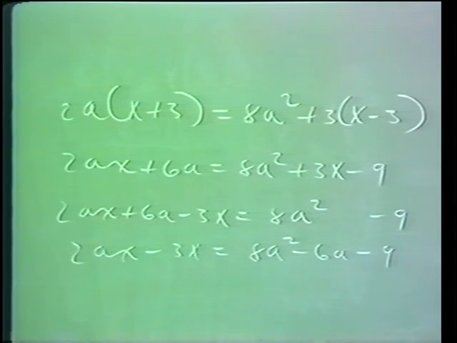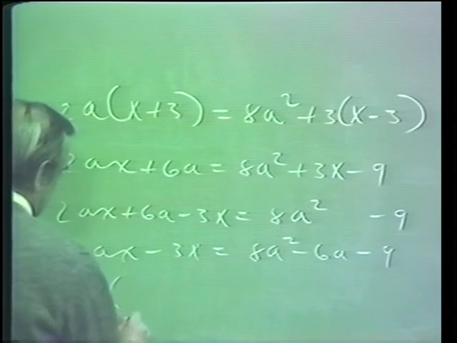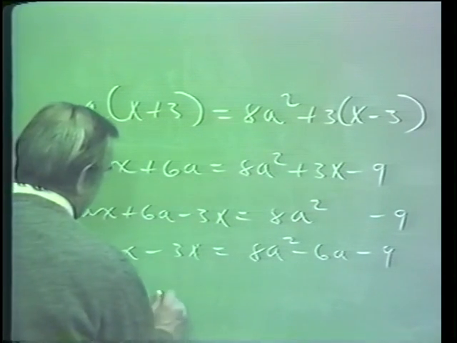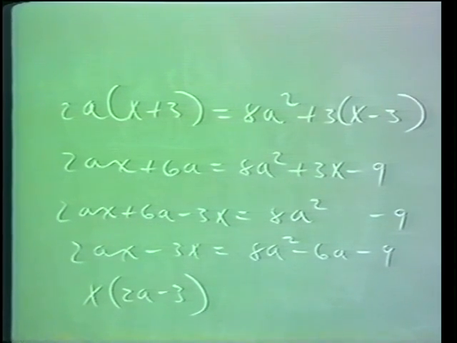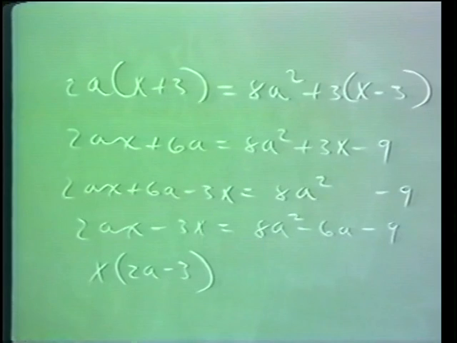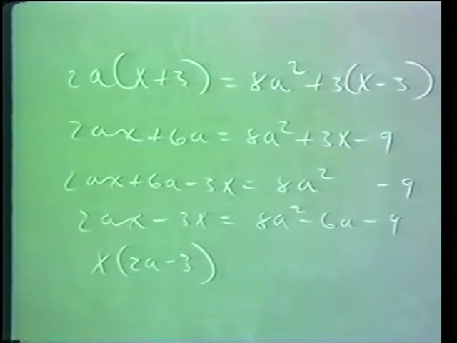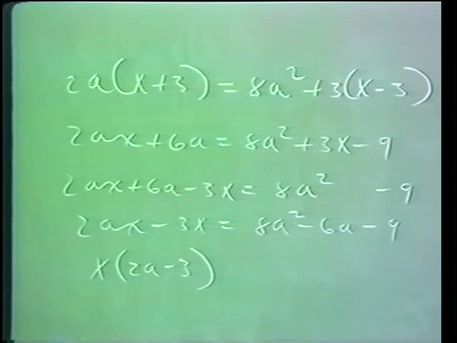Now the last step says, hey, divide both sides by the coefficient of your variable. Well, I don't know what the coefficient is. So what I'm going to do is factor out an x over on the left. If I do, I get x times the quantity 2a minus 3. Now remember what we mean by the coefficient. What are we multiplying that variable by? Now we can see what the coefficient of x is. It's the quantity 2a minus 3.